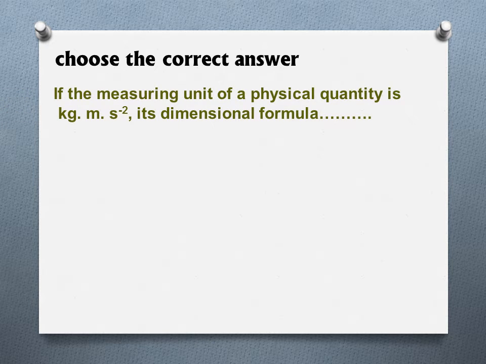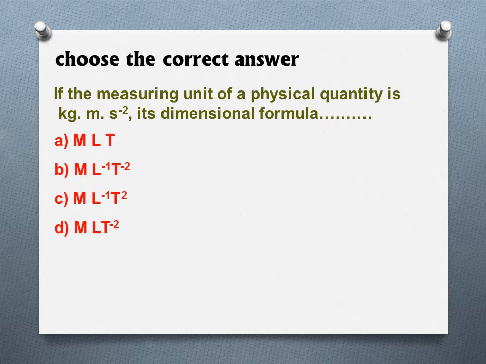If the measuring unit of a physical quantity is kilogram meter second power negative 2, its dimensional formula is MLT, ML power negative 1 T power negative 2, ML power negative 1 T power 2, MLT power negative 2. The correct answer is D, MLT power negative 2.